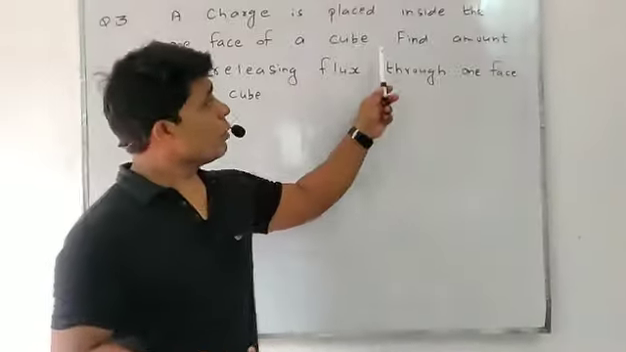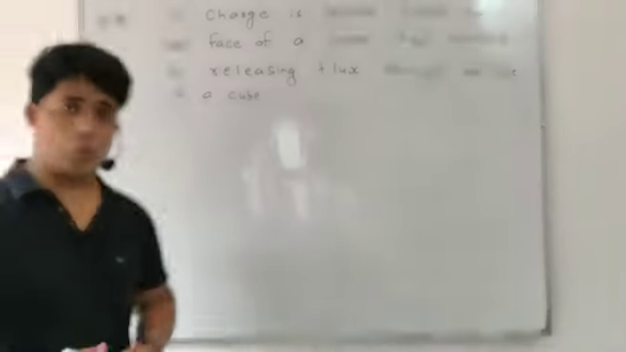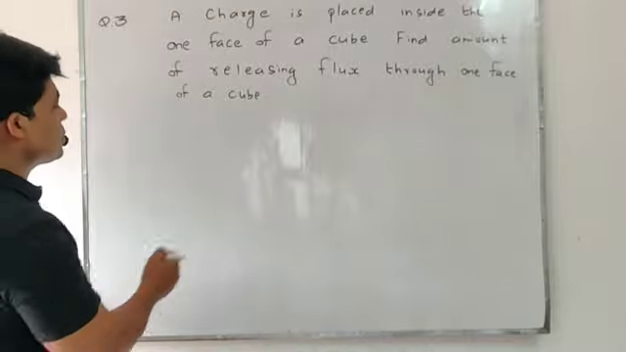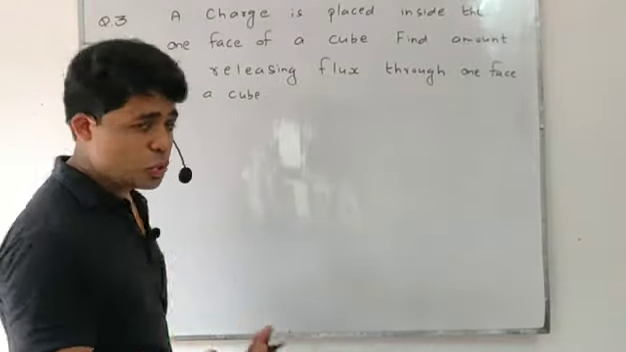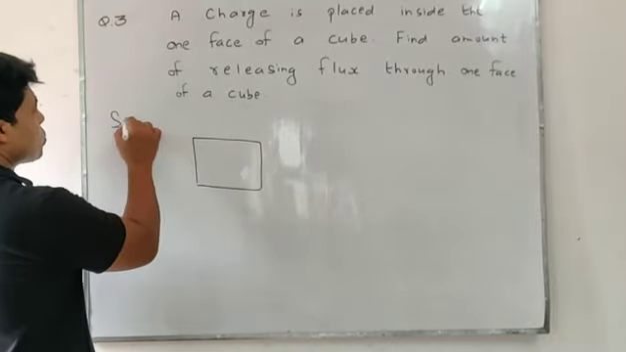Now to question number 3. A charge q is placed inside one face of a cube. Find the amount of releasing flux through one face of a cube. Look, students, this is based on Gauss theorem we did before. I am going to solve this question.